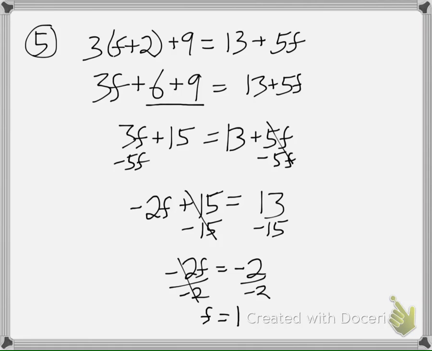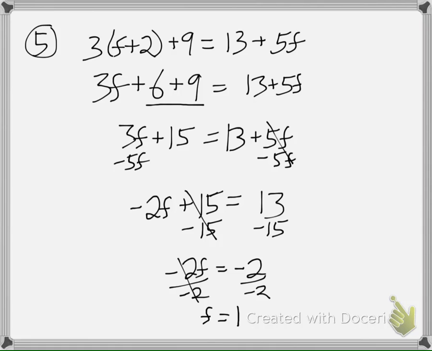And like I said, really easy to do a check. If you've got a scientific calculator, all you have to do is put 3 parentheses, f is 1, so 1 plus 2, close parentheses, plus 9, see what that equals, and then do 13 plus 5 times 1, see what that equals. If they come out equal, then you're good. If they don't come out equal, then that tells you, hey, I need to go back and look at my work and see where I made a mistake.